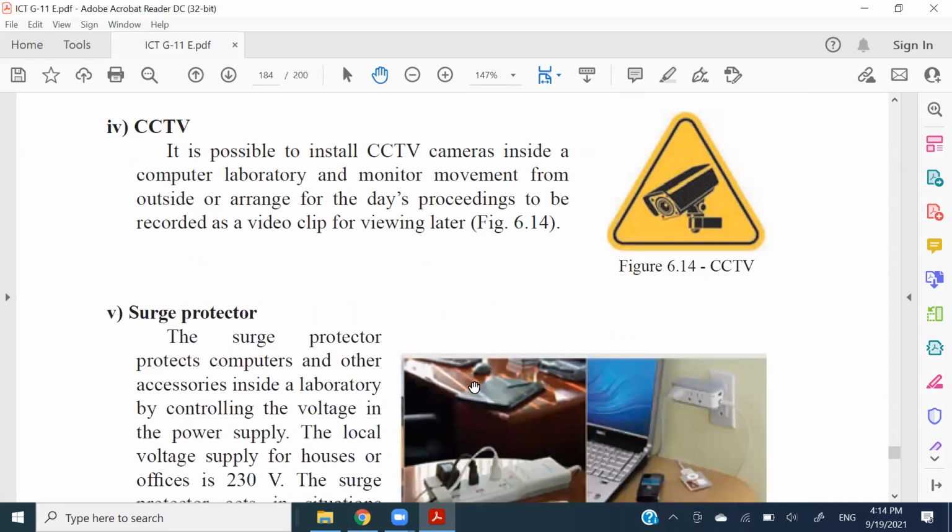So the CCTV, again, closed circuit television. It can monitor what is going on around, and it can also capture a theft happening at a particular place, right?